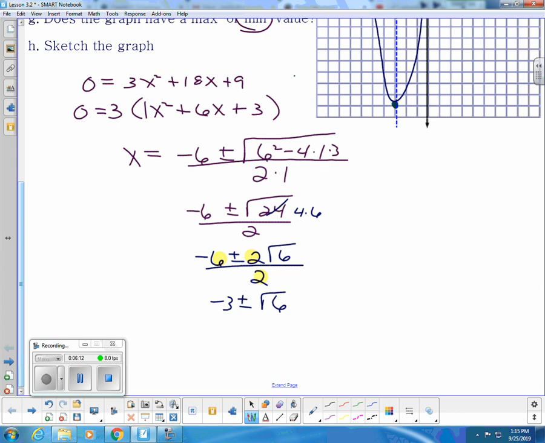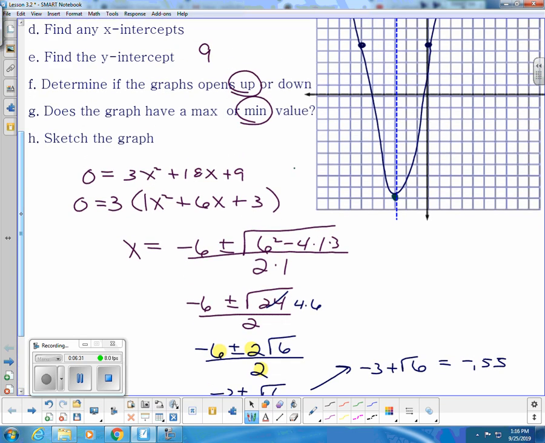If you were to actually put that in your calculator and get the 2 decimal approximated answers, I do believe this one is -0.55 and this one is -5.45. Something to that effect. And if you look at our graph, that's about where they'd be if I had graphed it nice and neat. All right? We okay? That's yesterday.